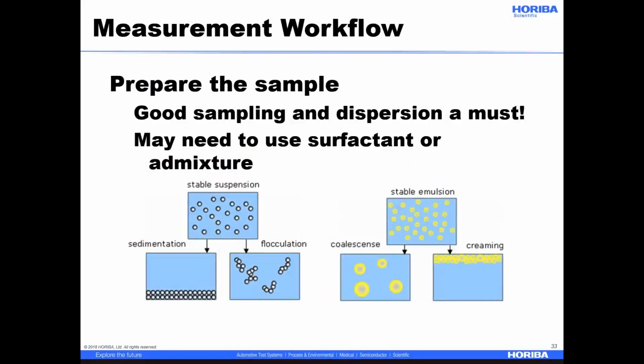Moving on to the practice of the measurement, really you start by preparing the sample, and really good sampling and dispersion is necessary. Otherwise, the instrument will measure what you put into it, and if you measure a sample that is flocculating, which is shown in the bottom left, it's going to measure the size of those groups of particles. So you need to make sure that your sample is a reasonably stable suspension. We don't have any flocculation or coalescence. Creaming and sedimentation we usually take care of in laser diffraction by mixing.